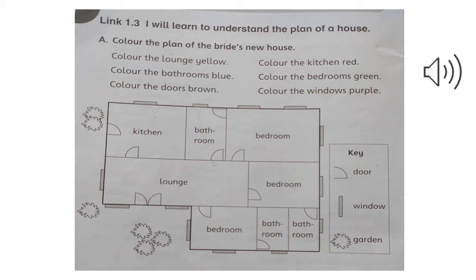So now what we have to do, we just have to color these places of the house with the colors that are mentioned in your book. For example, we have to color the lounge yellow. First, what you have to do, you have to find the lounge in the map of the house and then color it yellow.